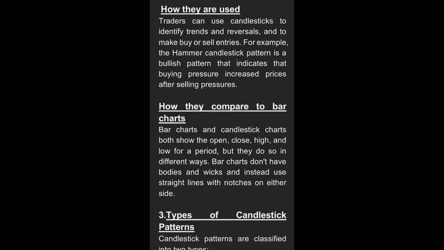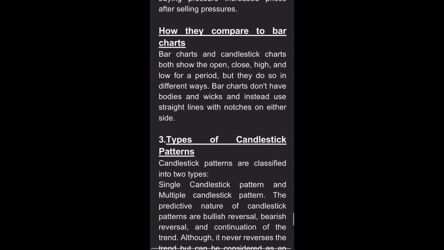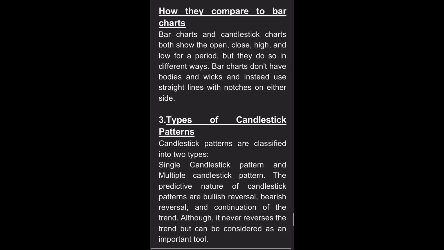Bar charts and candle charts both show the open, close, high and low for a period, but they do so in different ways. Bar charts don't have bodies and wicks, and instead use straight lines with notches on either side. Now, a bar chart is very different. It has a form of lines moving up and down. That's all it does. It's not easy to understand the way a candlestick chart is understood, because 90% of traders love using candlesticks, because that's the best way you can understand where the price of the market is heading.